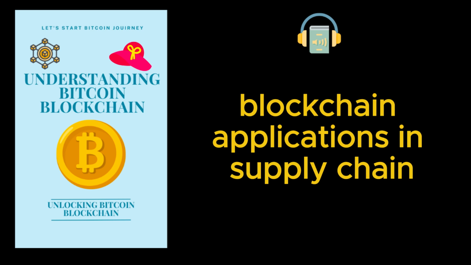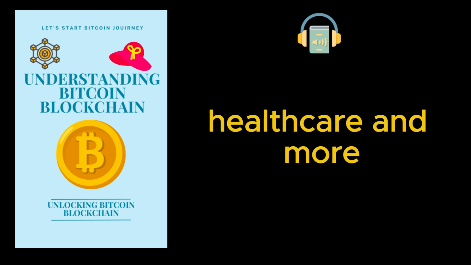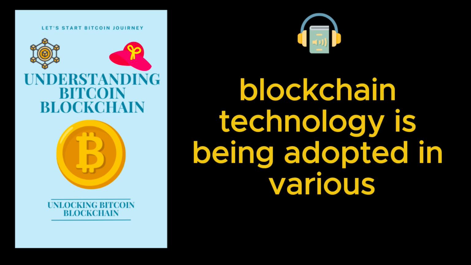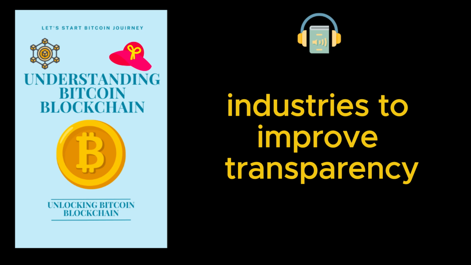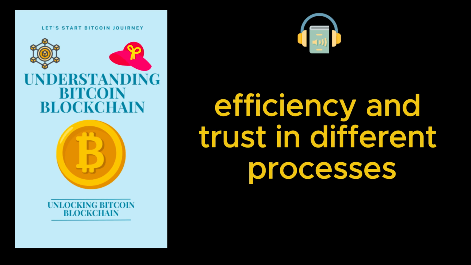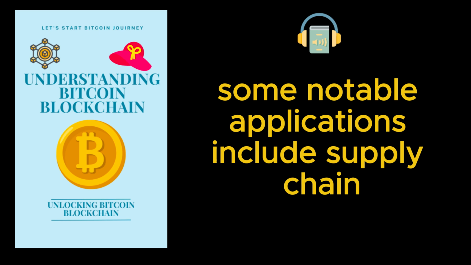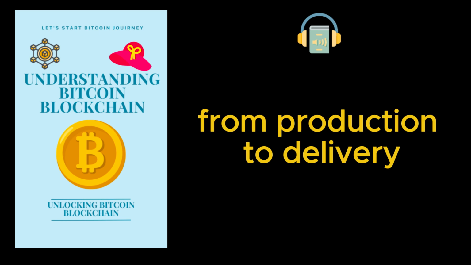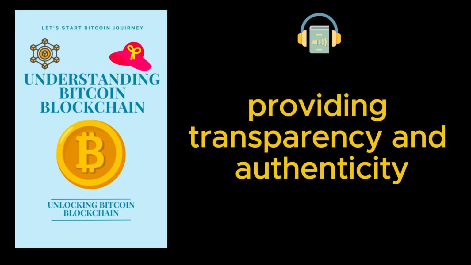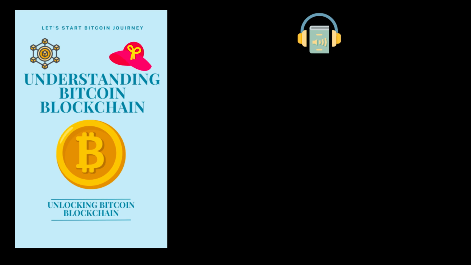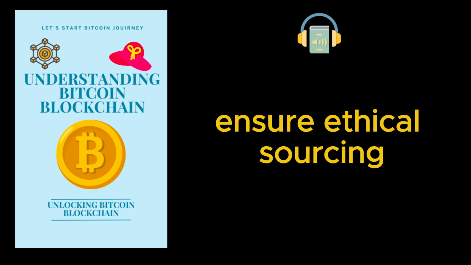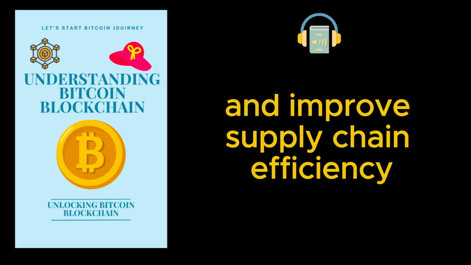Blockchain applications in supply chain, healthcare, and more. Beyond finance, blockchain technology is being adopted in various industries to improve transparency, efficiency, and trust in different processes. Some notable applications include supply chain. Blockchain can track the provenance of goods from production to delivery, providing transparency and authenticity. This can help combat counterfeiting, ensure ethical sourcing, and improve supply chain efficiency.